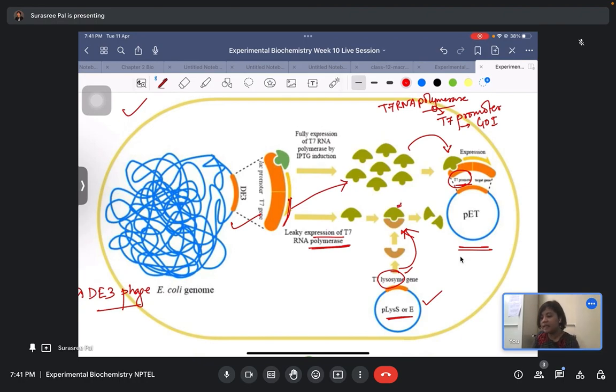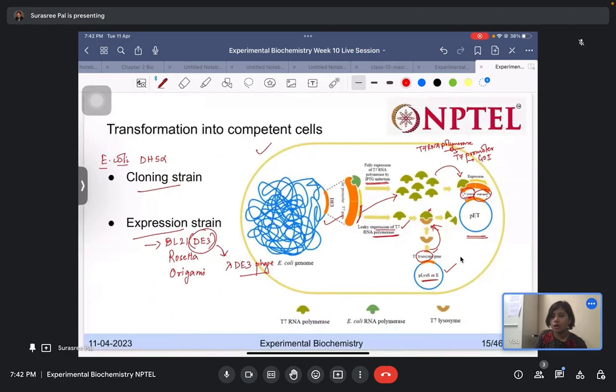But when the inducer is given, so when IPTG is added in the medium, it will express large quantities of this T7 RNA polymerase, and it will go and sit on the T7 promoter and express our target gene. So that is how it is ensured that our target gene is expressed in large quantities in these expression strains.